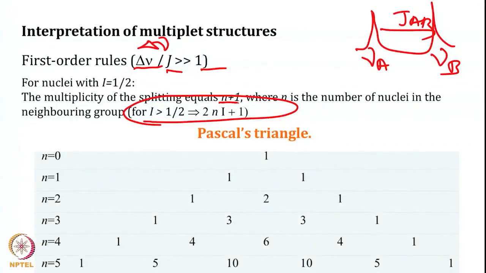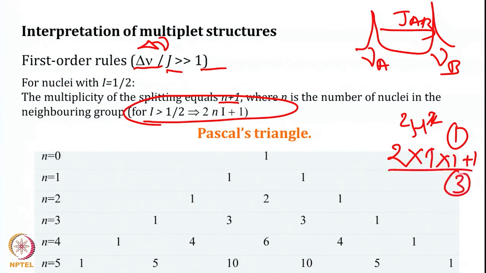Now, for spin half nuclei, the multiplicity of splitting will be n plus 1, where n is the number of nuclei from the neighboring group, and for spin more than half it will be 2nI plus 1. So, suppose for deuterium, whose spin is 1, one deuterium contributes 2 into 1 plus 1, so this will be 3. So deuterium will split into 3, whereas a proton will split into 2.